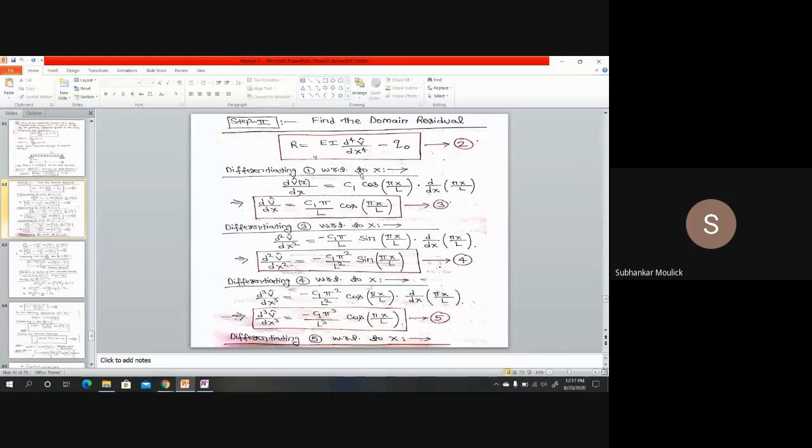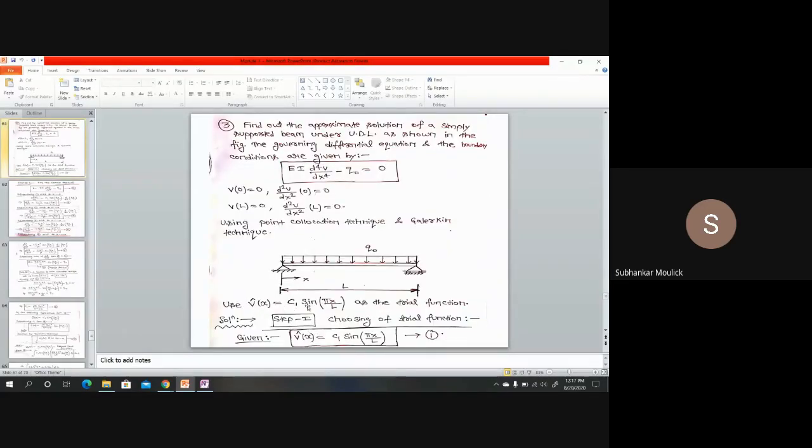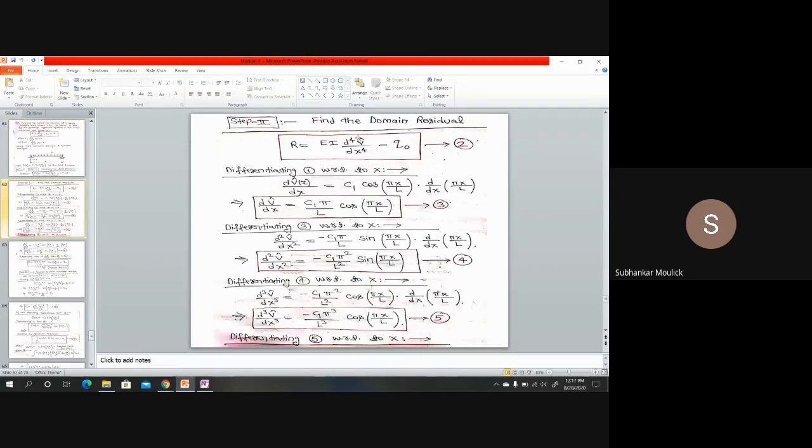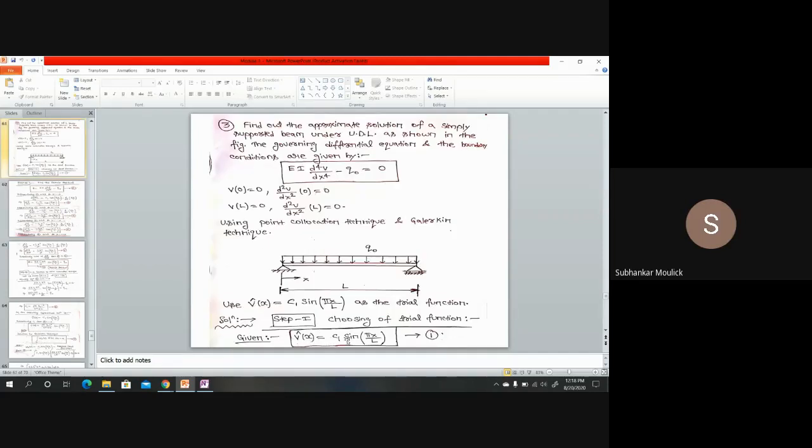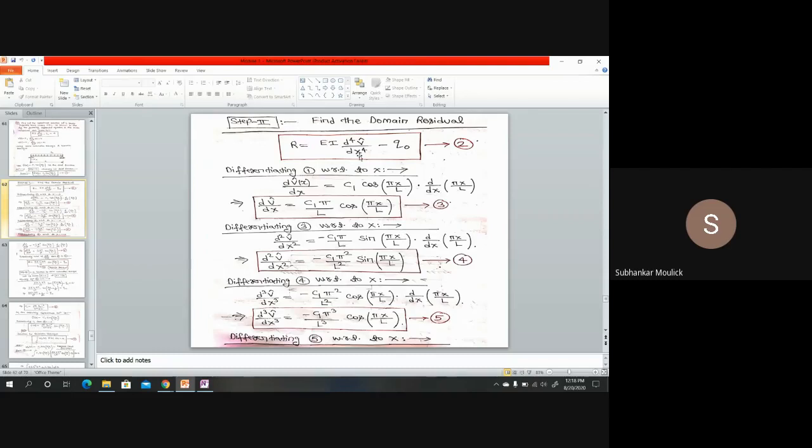If you differentiate your trial function 4 times, then you can get the value of d to the power 4 v cap upon dx to the power 4. Then in this domain residual, you will substitute that value. That will be the resulting residual. Yes or no? Yes, sir. Fine. So I will differentiate equation 1, which is my given trial function, 4 times to get the value of d4 v cap by dx to the power 4.